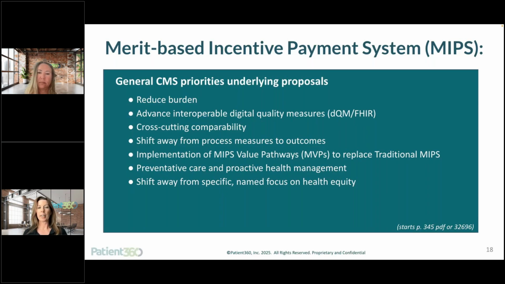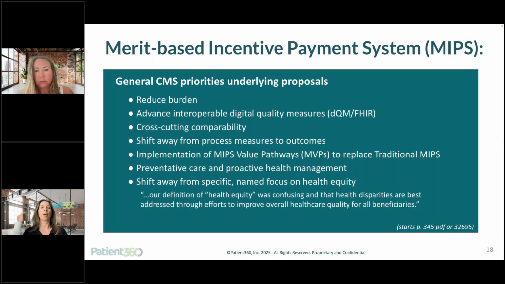They're continuing the march to replace traditional MIPS with MVPs, or MIPS Value Pathways. And the last 2 bullets really underscore some of the differing priorities of the new administration. It's all with the continued effort to improve quality and care and reduce costs in healthcare, but taking a little different approach to doing it, or different levels of prioritization.